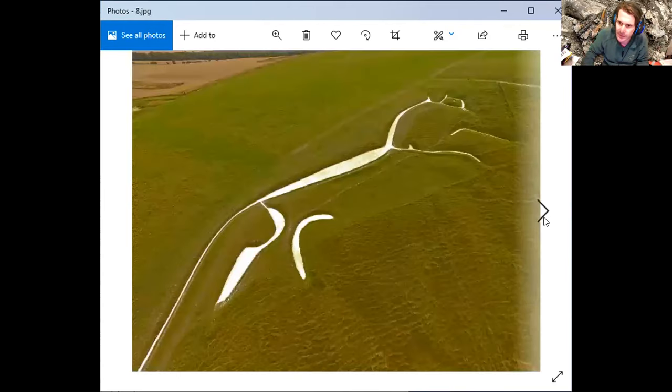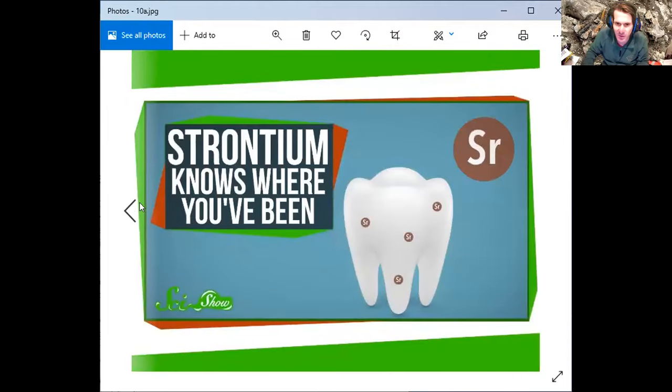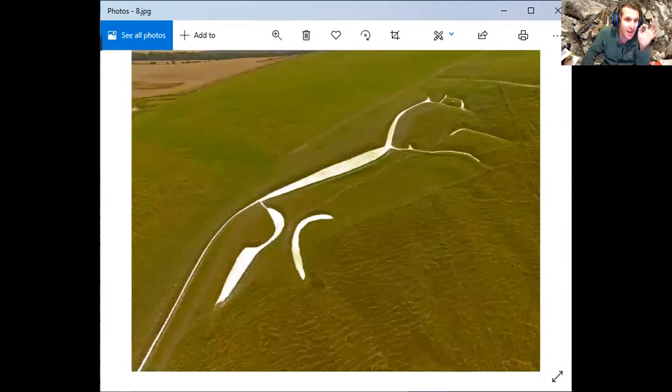God. So we're looking at the Uffington horse, and we're not going to do strontium for a minute. So we're looking at the Uffington horse.